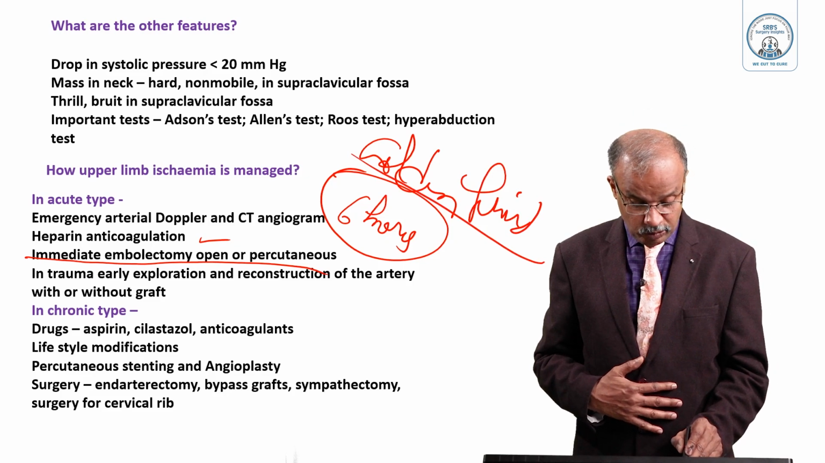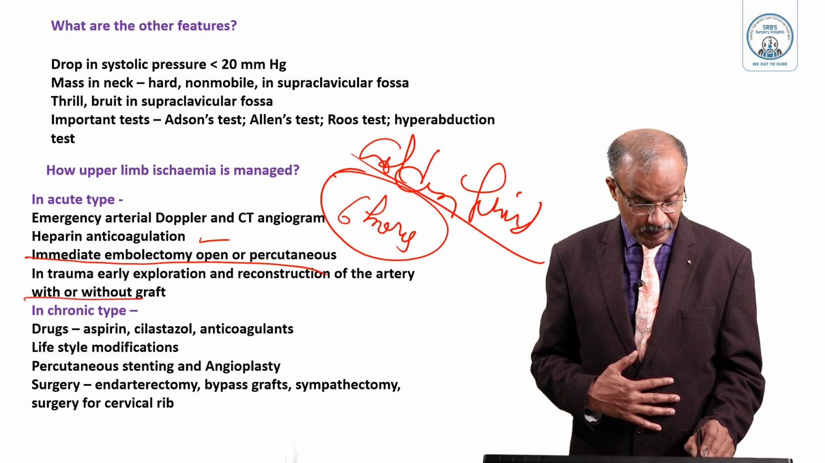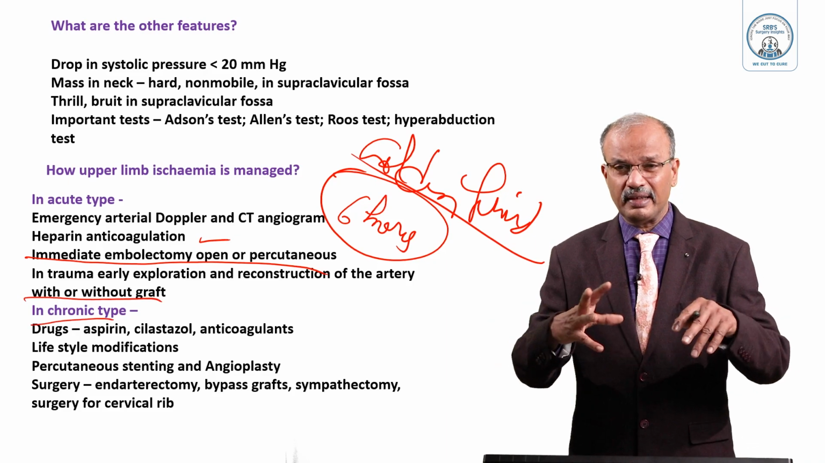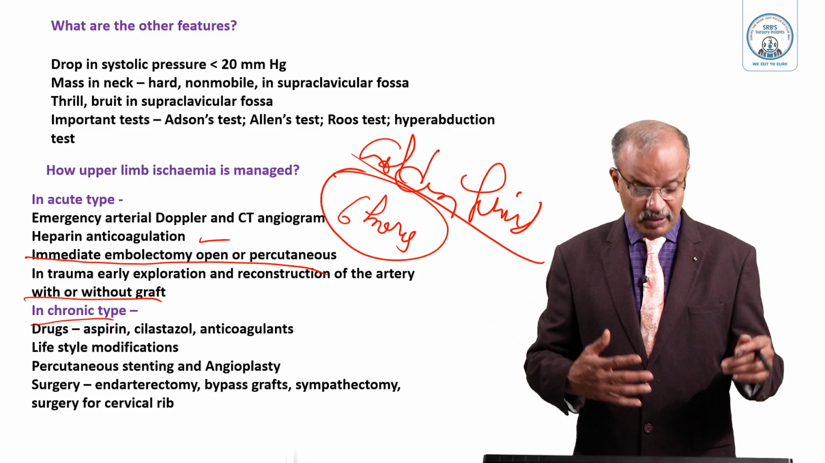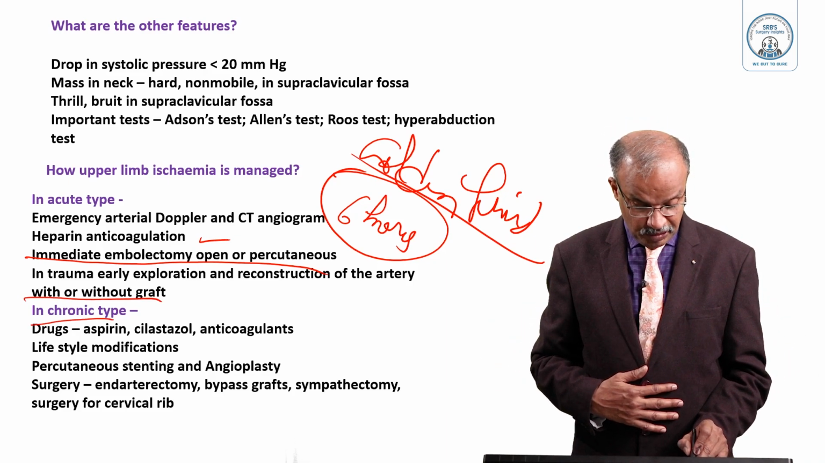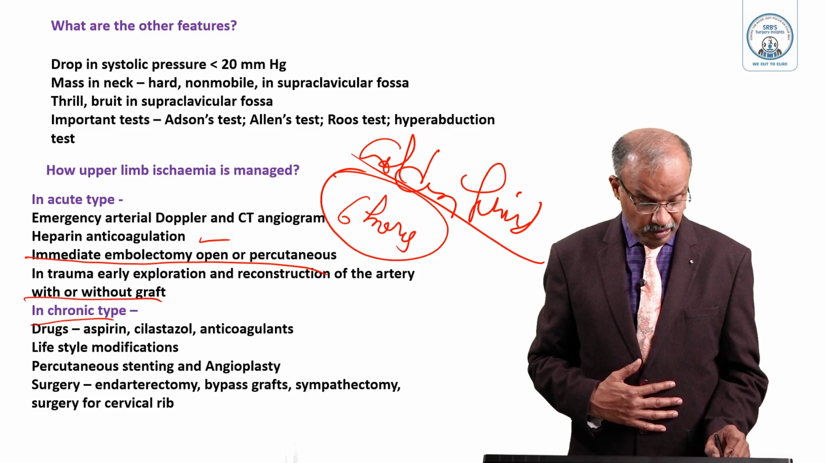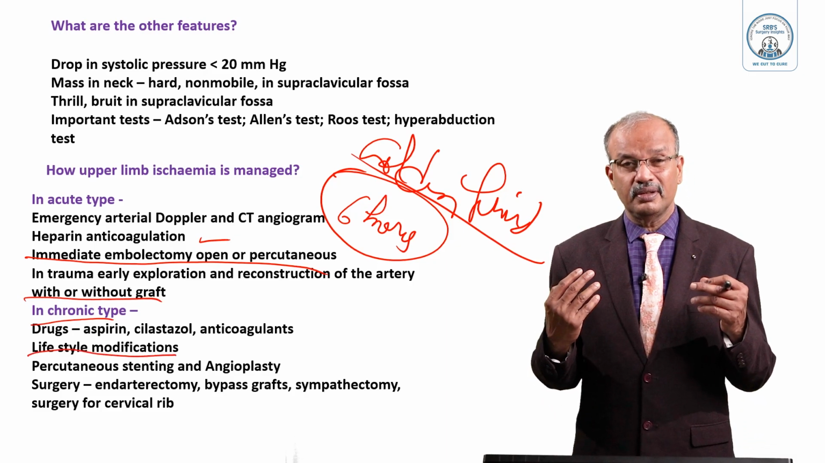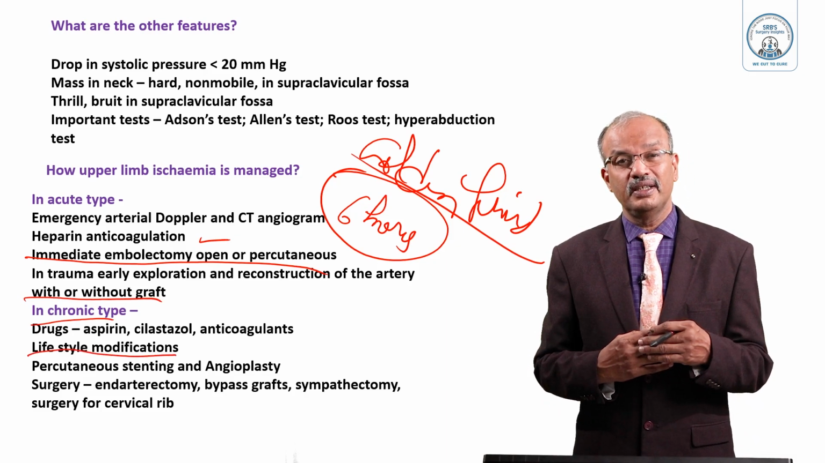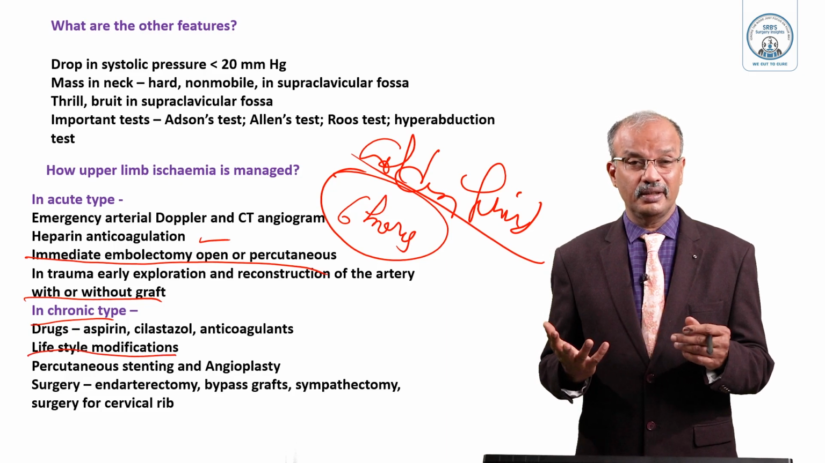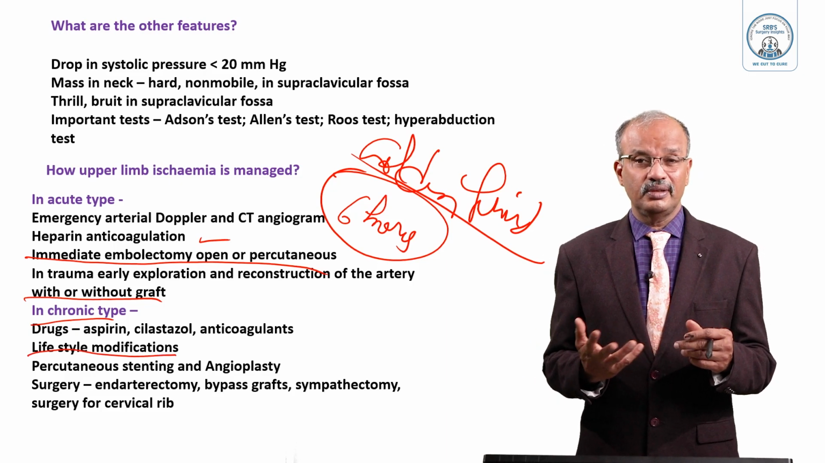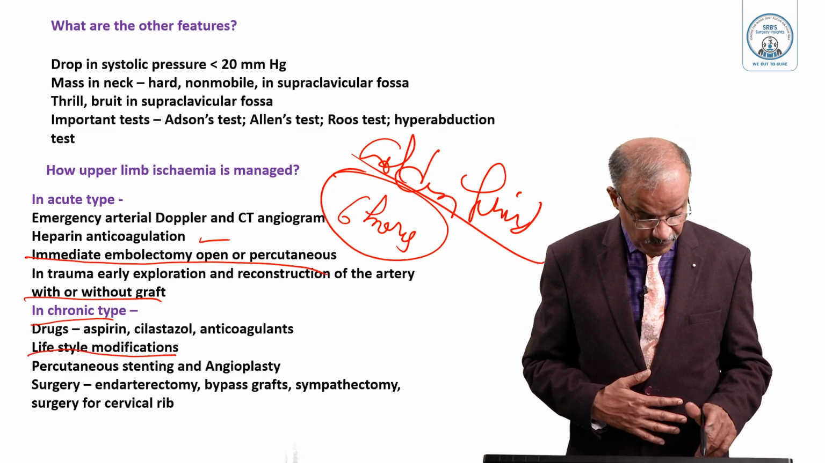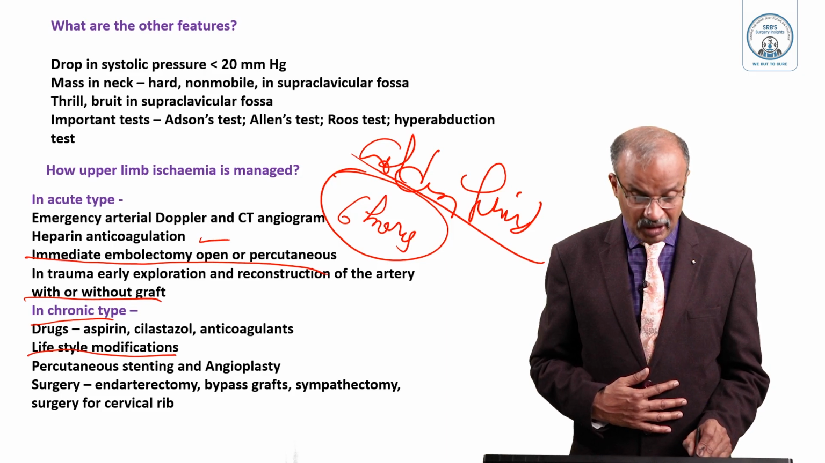In trauma, early exposure and reconstruction of the artery with or without graft. And in the chronic type, there are collaterals, ischemia will be there, pain will be there. Drugs like aspirin, cilostazol, anticoagulants, lifestyle modifications, carbohydrate-less diet, high protein diet, then exercise, low lipid diet and so on. Percutaneous stenting and angioplasty.